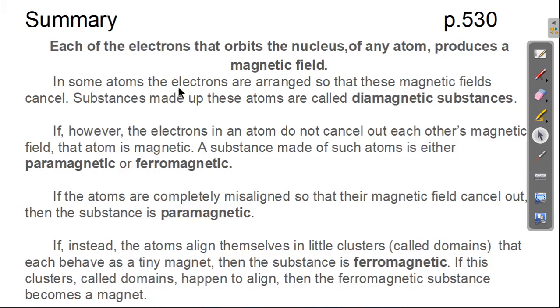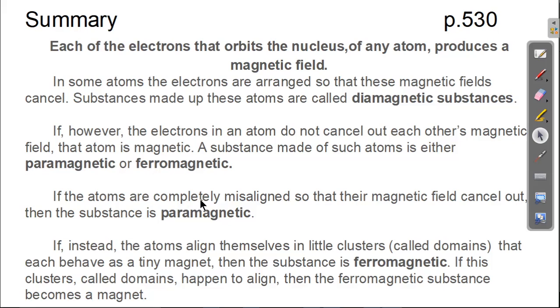In some atoms, the electrons are arranged so that these magnetic fields cancel. Substances made up of these kinds of atoms are called diamagnetic substances. So remember these ones right here, their atoms do not have a magnetic field. If, however, the electrons in an atom do not cancel out each other's magnetic field, the atom now is magnetic. A substance made of such atoms can be either paramagnetic or ferromagnetic.